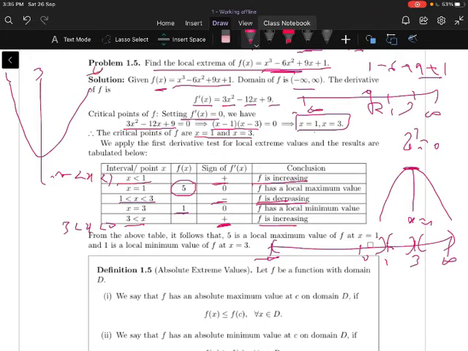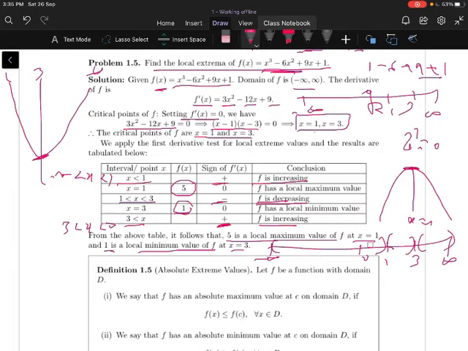For 3 to infinity, now the function is what? Increasing. Therefore the function has a local minimum at x equal to 3. The minimum value is 1. Yes, the function has a local minimum at x equal to 3, and that minimum value is 1. Therefore you can conclude from the table that 5 is a local maximum value of f at x equal to 1 and 1 is the local minimum value of f at x equal to 3.